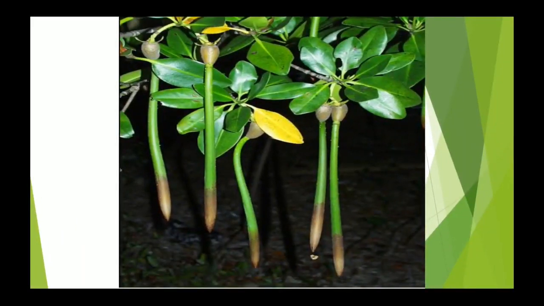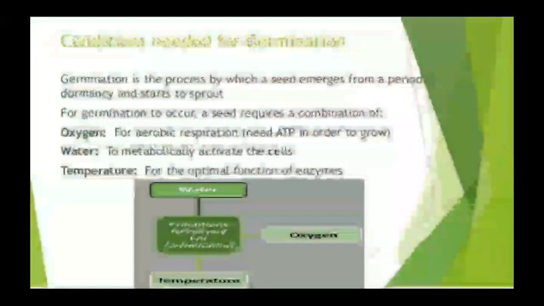So this is about viviparous germination. Now the next topic: conditions necessary for germination.